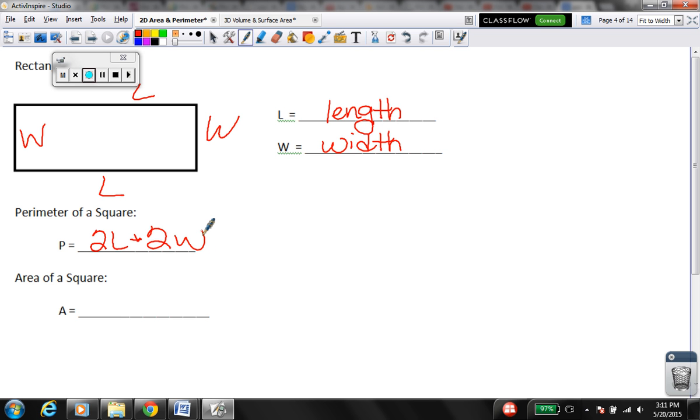The area of, not a square, is a rectangle. So the area of the rectangle would be how many blocks would fit inside of this. What we want to say is we have the length and how many widths go into those lengths. So we would say the length of width. So L times W. So let's try an example problem.